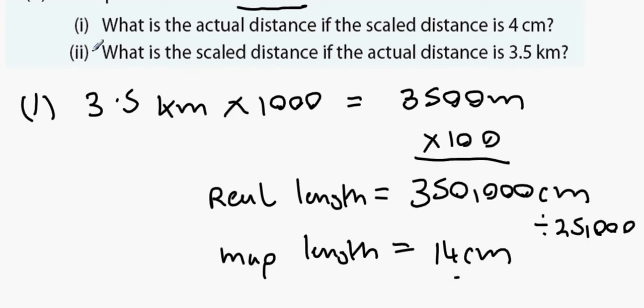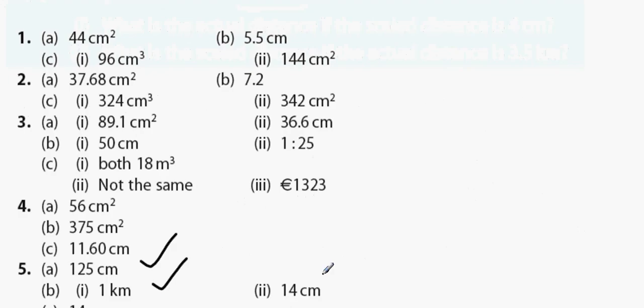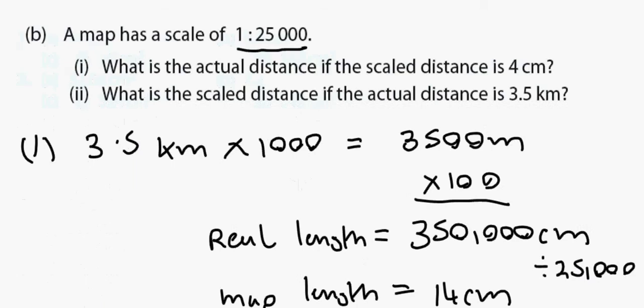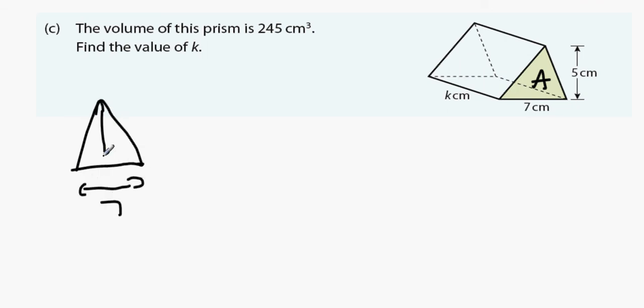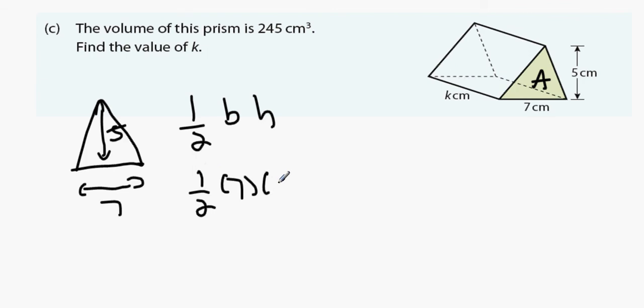Okay, now we're on to 5C. The volume of the prism is 254 centimeters cubed. Find the value K. So I'm going to find the area A first. And the area A, it's a triangular face. So it's going to be a half base by height. So it's going to be equal to half B by H, which is a half 7 times 5. And that should get me 17.5 if I'm correct. 17.5 centimeters squared.